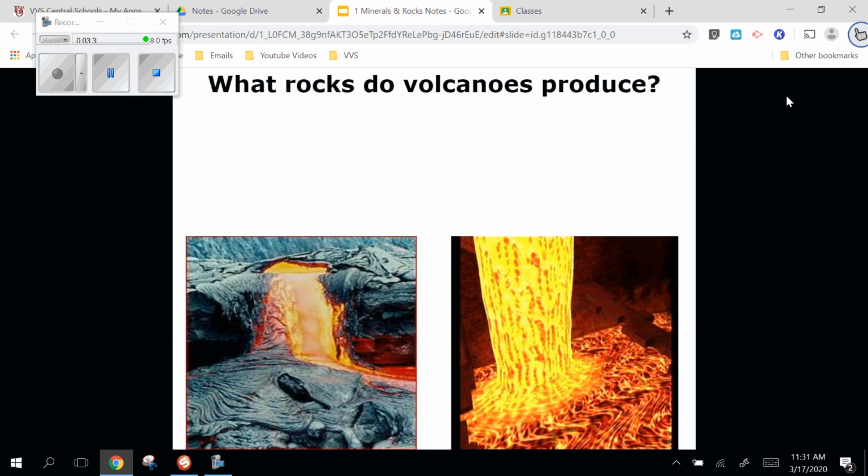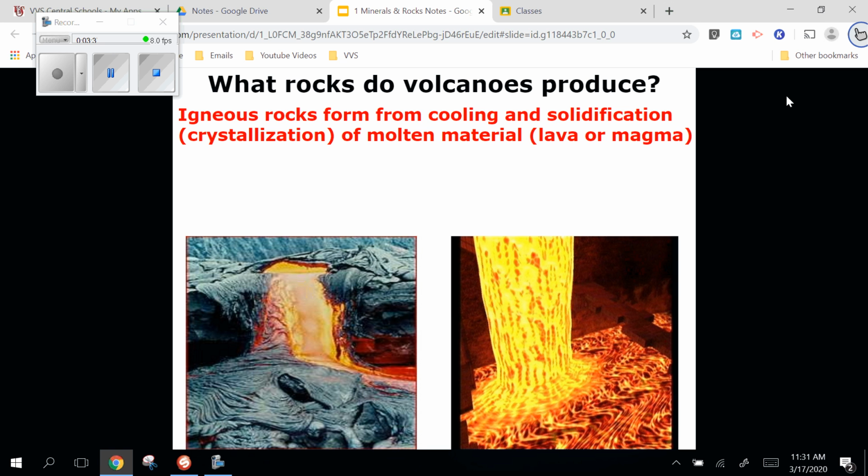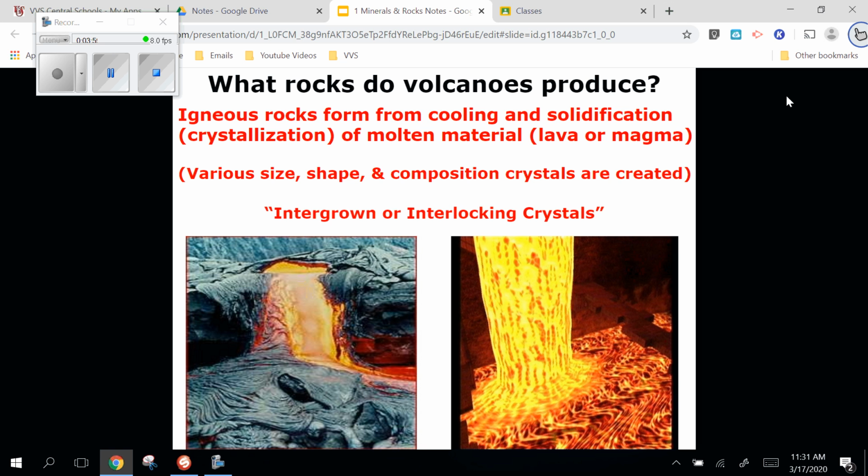First type we're going to talk about are igneous rocks. Cooling and solidification. Okay, cooling and solidification, that's what we're looking for. Or you could see crystallization. What happens is we get various size, shape, and composition crystals. They cool, they crystallize, and they meld together to form one rock with all different shapes, sizes, composition crystals all mixed together. We use the catchphrase intergrown or interlocking crystals. That's what we're looking for.